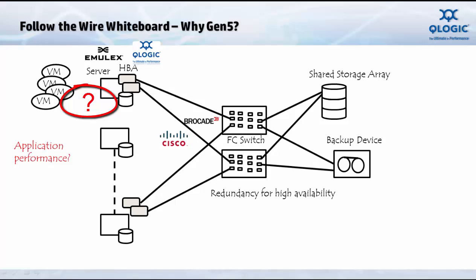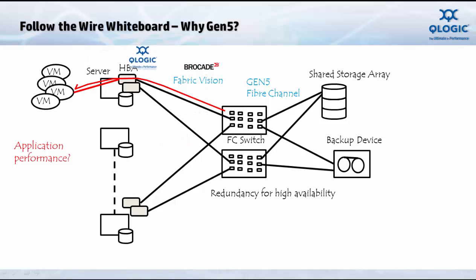Looking at this from a SAN perspective, there needs to be a way to manage the Fibre Channel connection between the VM, or virtual machine, and the SAN fabric. The fabric management utilities and monitoring systems need to be able to see past the HBA to the virtual machine. This is where Gen5 Fibre Channel comes in.